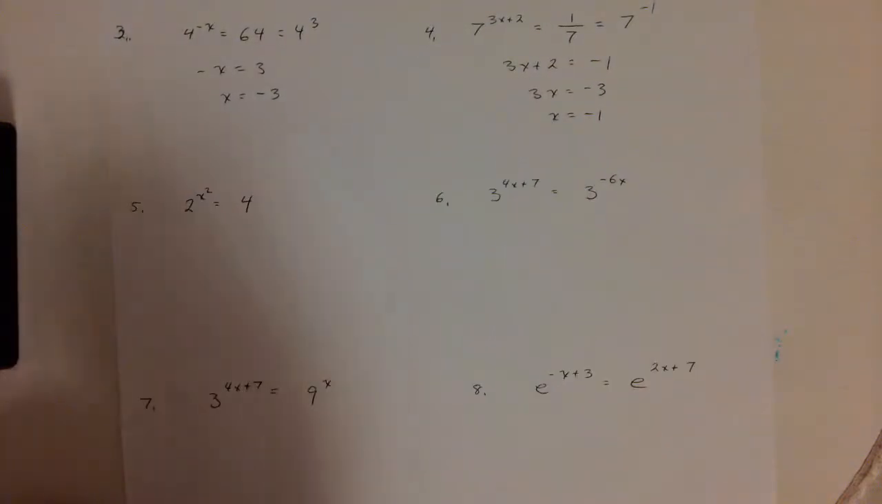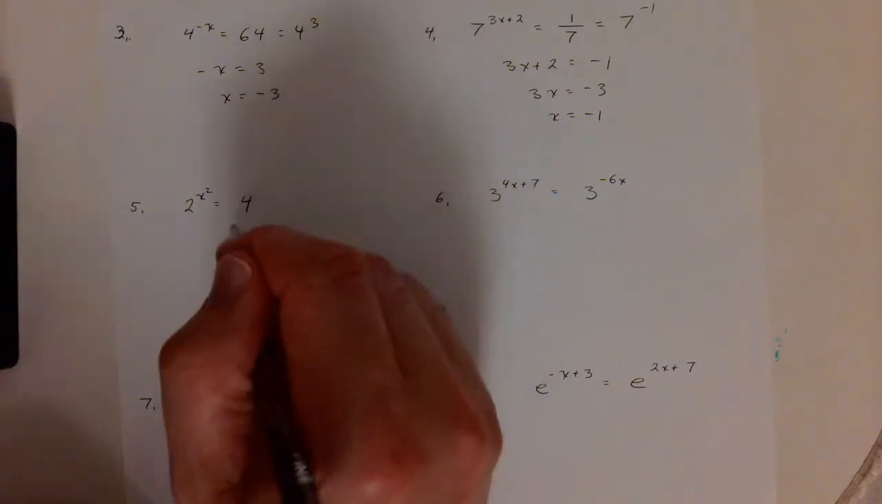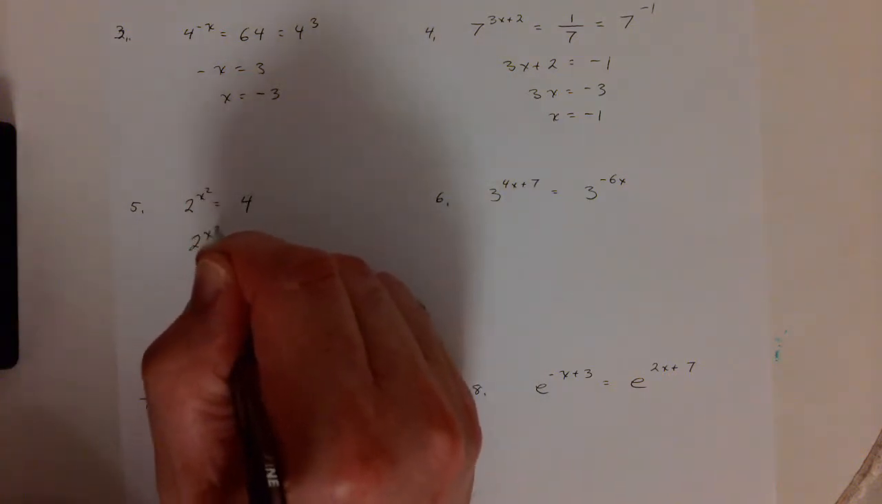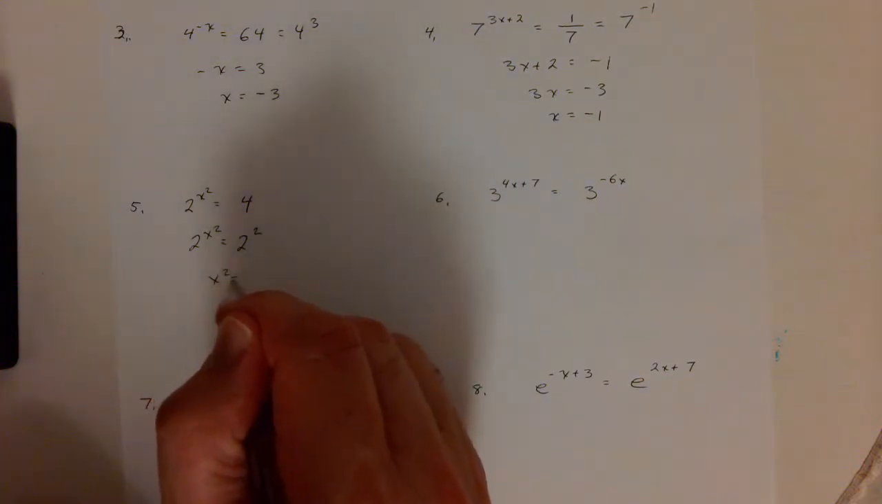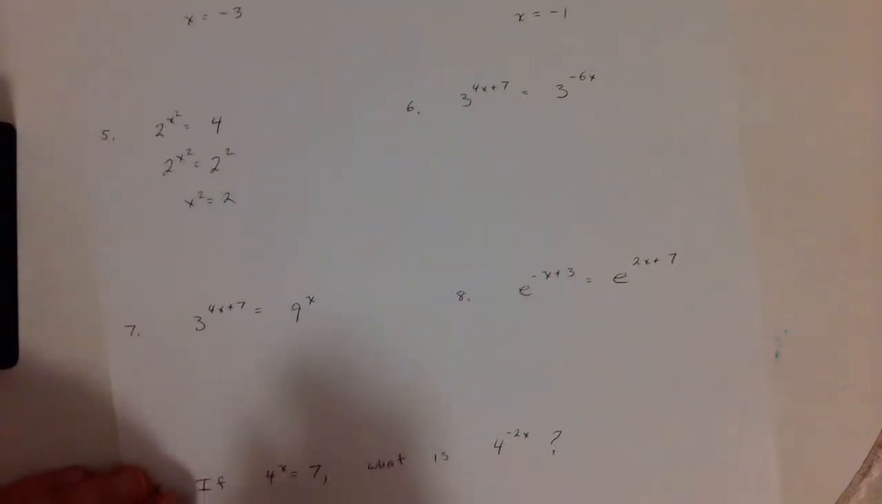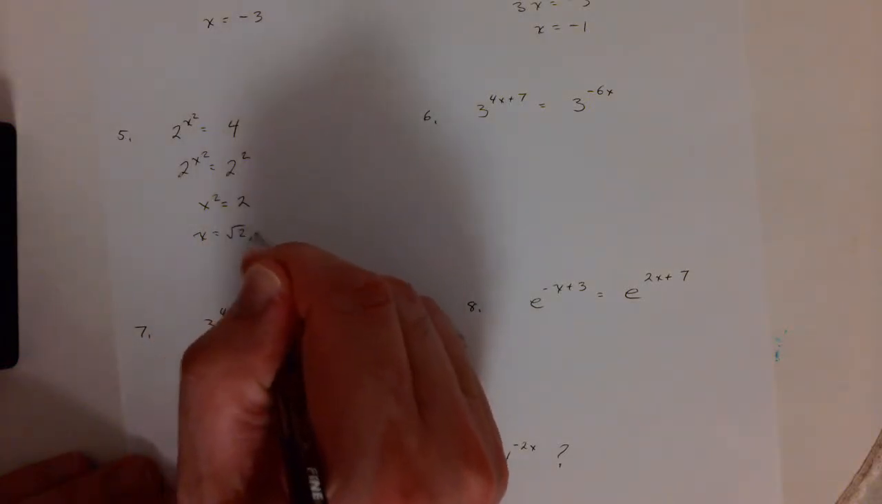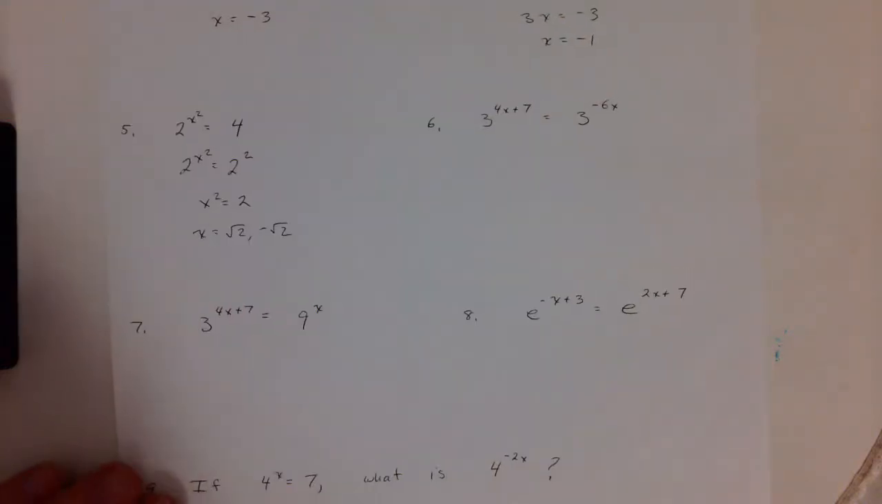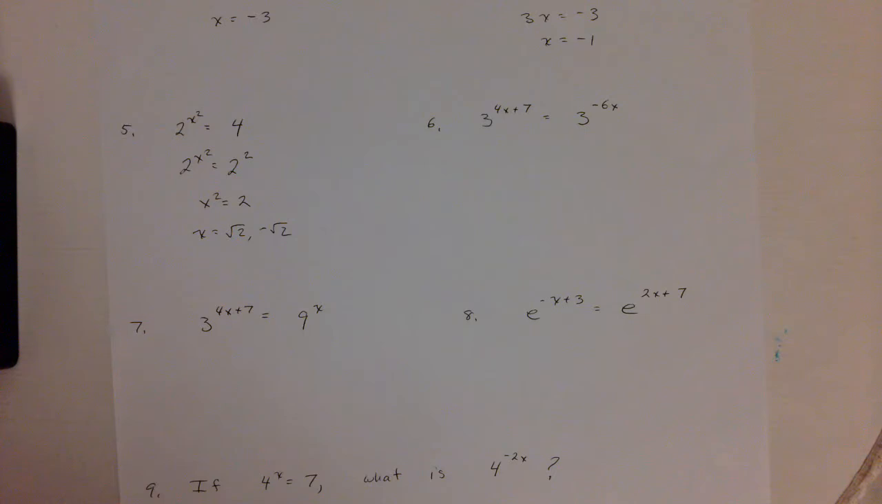Okay. 2 to the x squared equals 4. Well, 4 I think we all know is 2 squared, so x squared equals 2. And here we get two solutions, right? x could be square root 2 or minus square root 2. So there we are. Yes, we can have square roots as solutions.